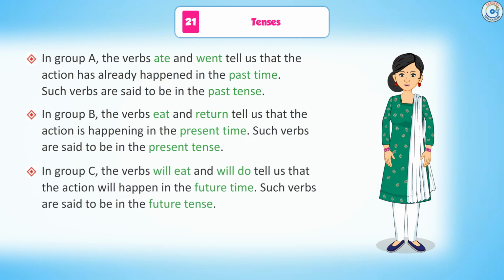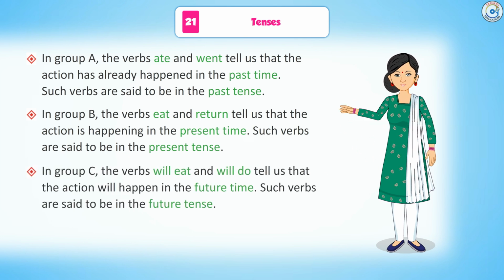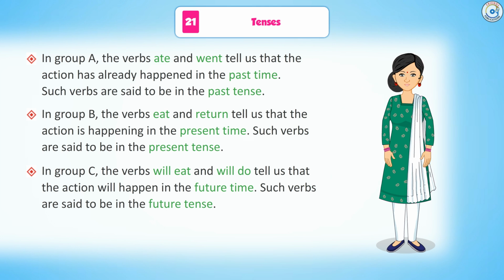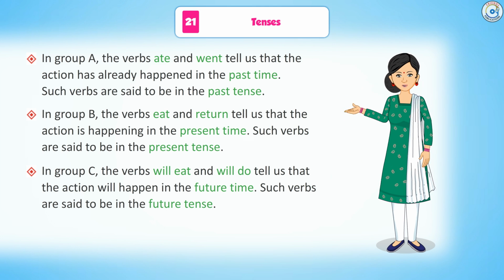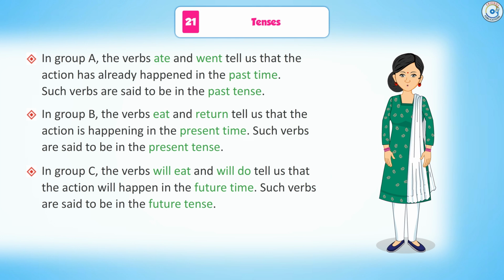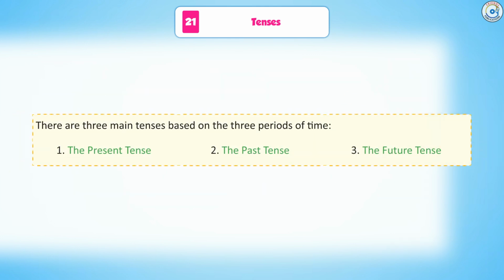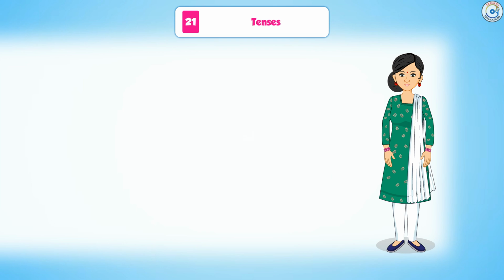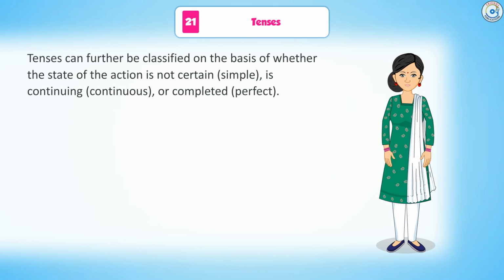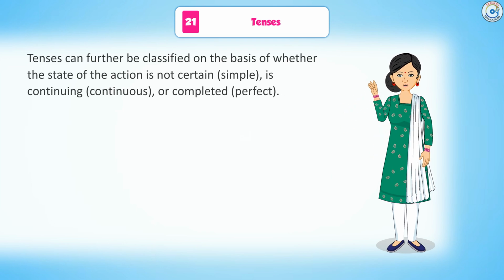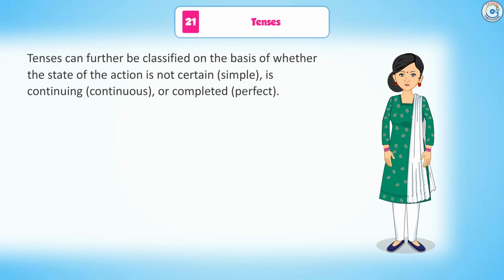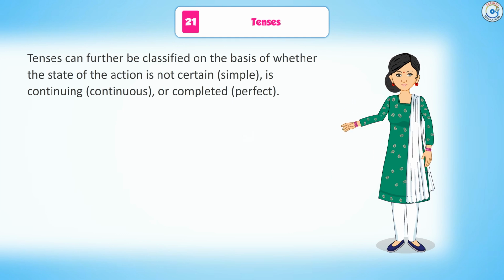In Group C, the verbs will eat and will do tell us that the action will happen in the future time. Such verbs are said to be in the future tense. There are three main tenses based on the three periods of time: the present tense, the past tense, the future tense. Tenses can further be classified on the basis of whether the state of action is not certain (simple), is continuing (continuous), or completed (perfect).